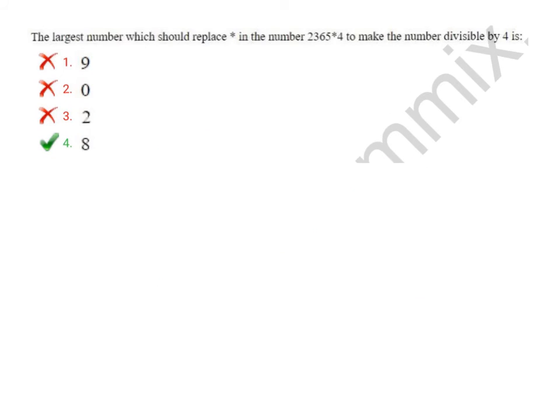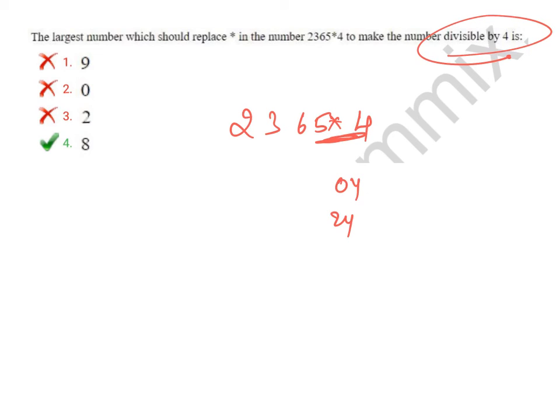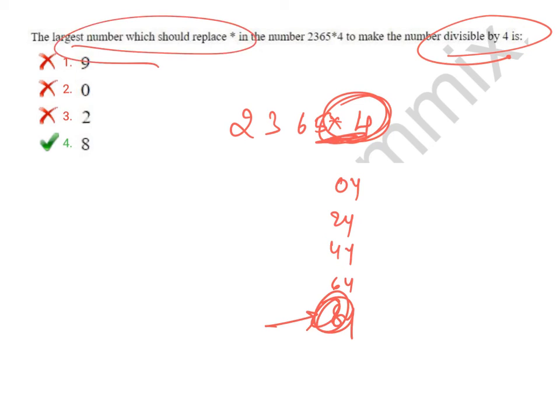So it's very easy to find out by using this formula. Next, the largest number which should replace star in 2, 3, 6 star 5 star 4 to make the number divisible by 4. 04 is divisible, 24 is divisible, 44 is divisible by 4 because the divisibility rule of 4 says check the last 2 digits. So again 64, 84. The greatest value of star, because he is asking for the largest number which should replace it, is 8. The possibilities are 0, 2, 4, 6, 8, out of which the largest possible number is 8. Again this is also an easy one.